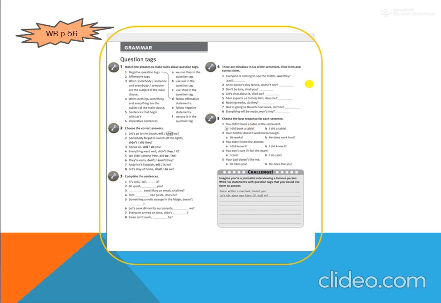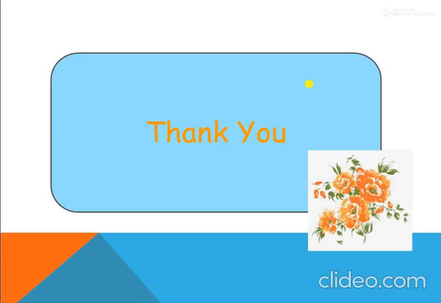If you finish, go now to your workbook, page 56. Do the given exercises, send the answers to your teachers so that we can check them.